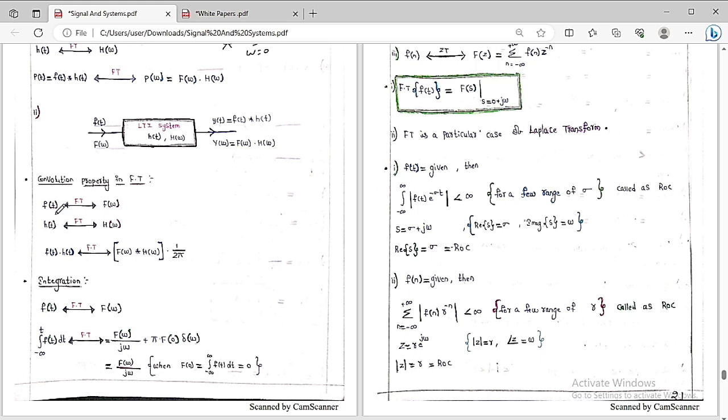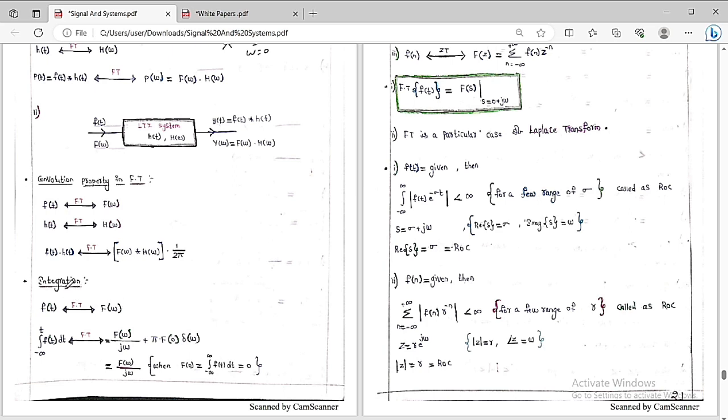So if f of t has a Fourier transform F of omega, and h of t has a Fourier transform H of omega, then f of t into h of t has the Fourier transform 1 by 2 pi into F of omega convolved with H of omega. As I already told you, convolution in the time domain leads to multiplication in the frequency domain. Similarly, multiplication in the time domain leads to convolution in the frequency domain. So f of t into h of t has the Fourier transform 1 by 2 pi into F of omega convolved with H of omega. This formula you always have to keep in your mind.